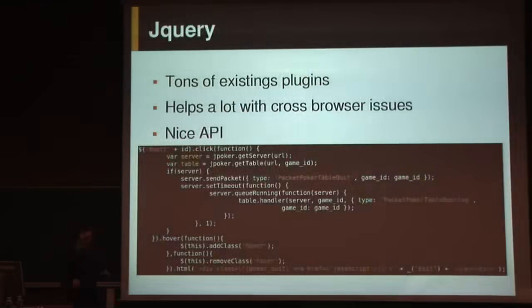So for dealing partially with the cross-browser issue, we are using jQuery, because there are tons of existing plugins. It helps a lot with cross-browser issues, and there is a nice API. Here you can see how we are binding the quit element, when clicked, to send a packet to the server. But thanks to jQuery chaining, we can also say that we want to add a CSS class when hovering and define the markup for the button here.